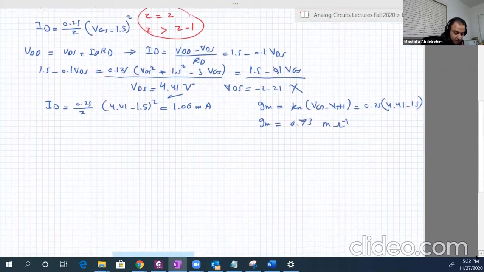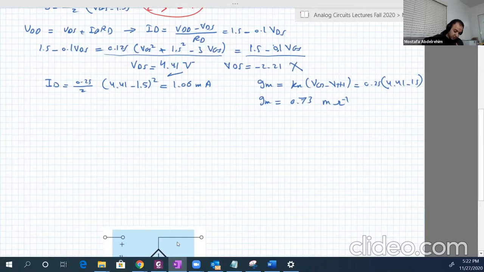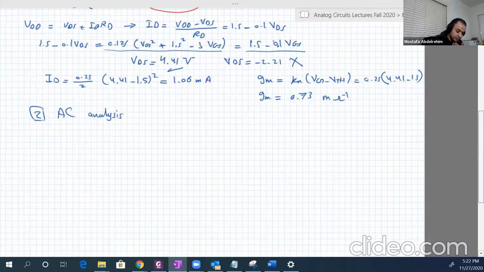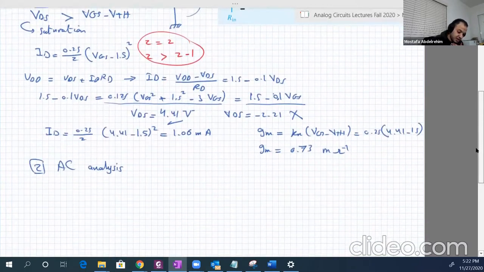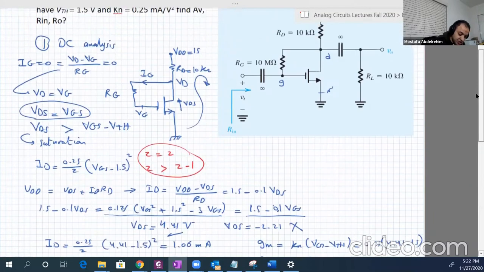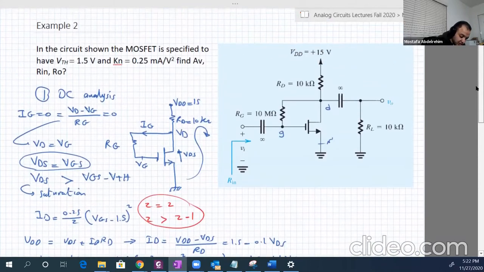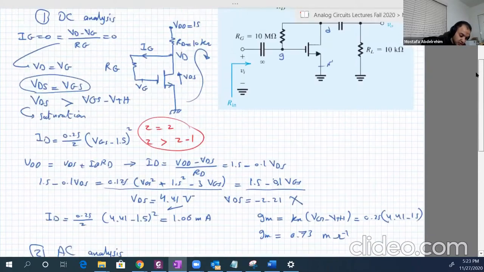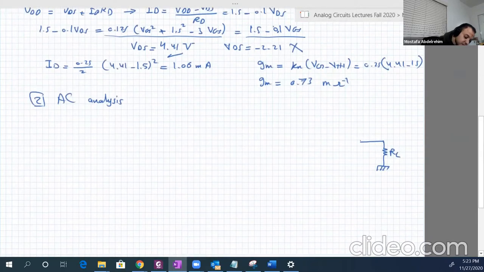Good. Now let's go to the AC part again. We're gonna reduce. We don't need this one. So the AC part number two, the AC analysis. First is the equivalent circuit. So let's first draw the circuit by canceling the DC sources and shorting the capacitors. So we're gonna have our load here. The capacitor is short. Then we're gonna have RD with ground. Source is also ground.